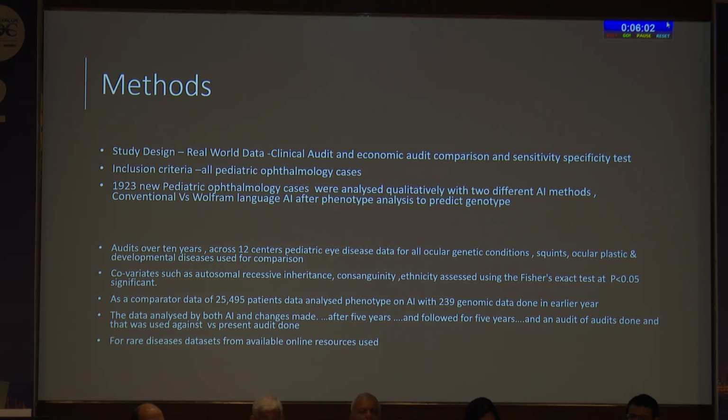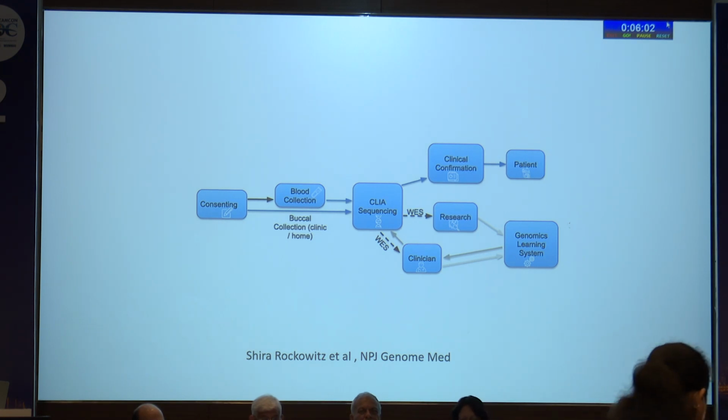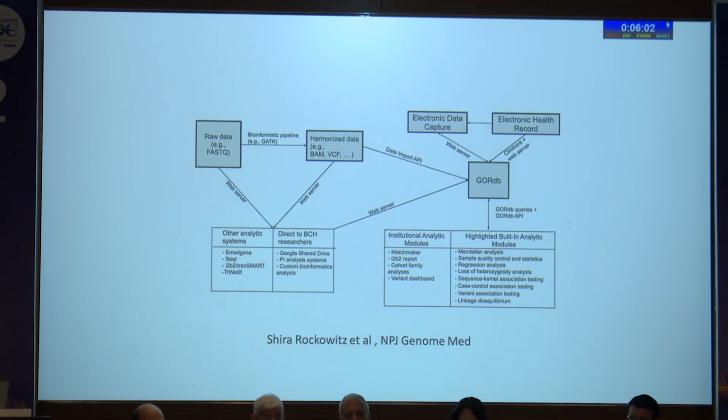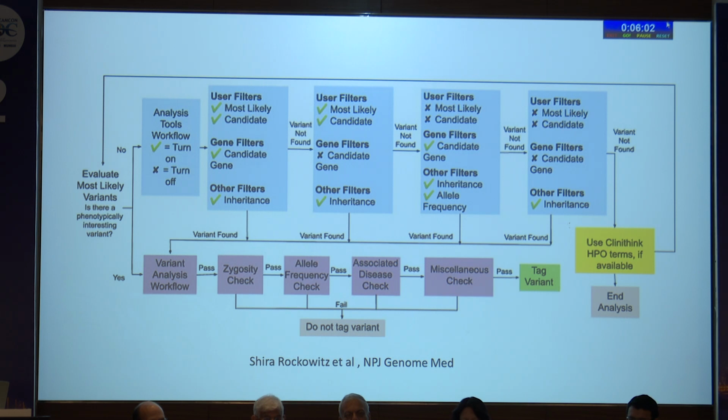And we had done audits of audits. We use the same standard method as used by Shiraroko. So consenting, blood collection, you look at the clinical data, then you look at the research data in terms of genomics and go back to the clinical data and find out whether that correlates with a phenotype. The same electronic data capture and electronic health record, and then you put it into the database. And on the basis of the database, you find out associated diseases, also look at variant analysis and look at this workflow and come back to feeding this. So that's the advantage with Wolfram, you can feed the data back into the system.